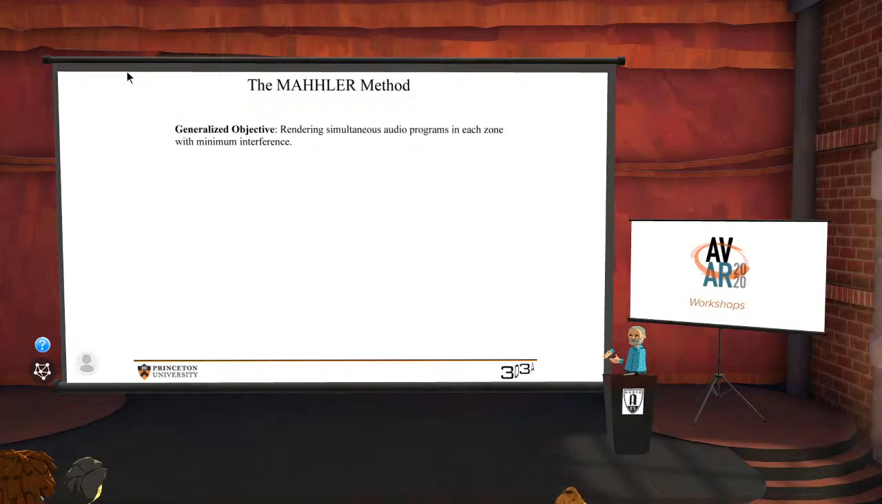To describe the method, the best way is to think of it not in terms of creating dark and bright zones, but something more general: in terms of creating a different set of programs in each zone. As a particular case of that, one of the programs could be silence, in which case you have a similar case to the one we looked at before with pressure matching and ACC.